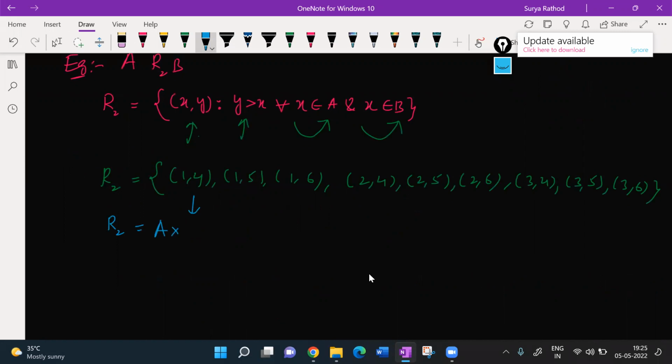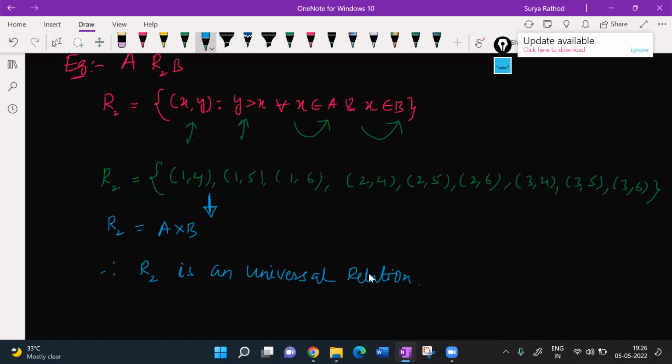Now, can I write this as simply R2 is equal to A cross B here? Do you agree with my point? See, whatever the ordered pairs I got, this relation can be written as A cross B or not? Set of all ordered pairs possible from set A to B. That is what A cross B. Therefore, R2 is a universal relation. Getting my point?